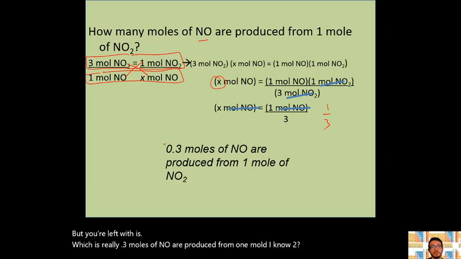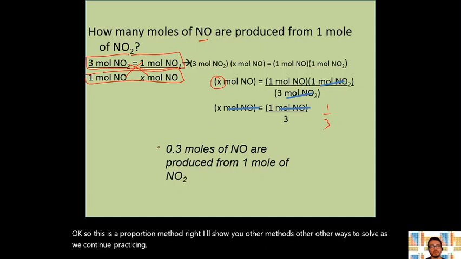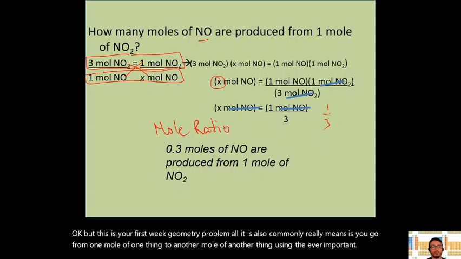I'll show you other methods, other ways to solve as we continue practicing. But this is your first stoichiometry problem. All stoichiometry really means is you go from 1 mole of one thing to another mole of another thing using the ever important mole ratio, which in this example was a 3-to-1 ratio.